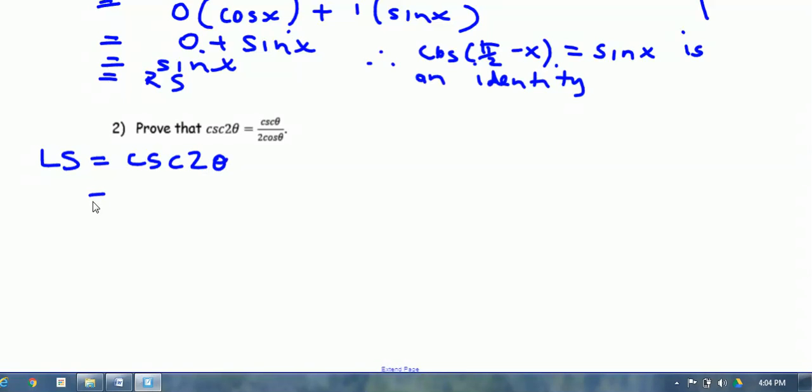And then what I'm going to do is try and change it. I know that cosecant of any angle is equal to 1 over the sine of that angle, so this is going to be 1 over sine 2 theta. And I know that sine 2 theta, we have an identity for that. We know that 1 over sine 2 theta is equal to 1 over 2 sine theta cos theta.